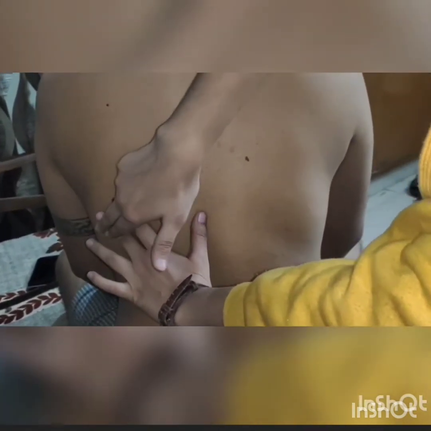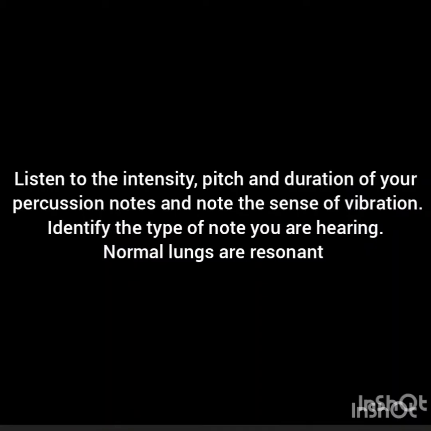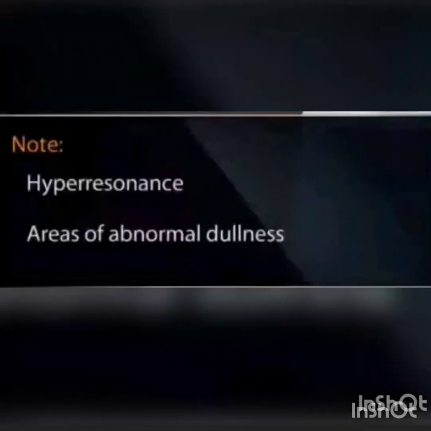Percuss down the chest wall from the apices to the base of the lungs. Listen to the intensity, pitch and duration of your percussion notes and note the sense of vibration. Identify the type of note you are hearing. Normal lungs are resonant. Hyperresonance suggests COPD from alveolar air trapping and delayed expiration. Note any areas of abnormal dullness suspicious for underlying effusion.